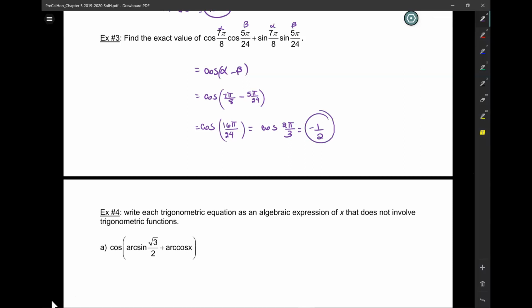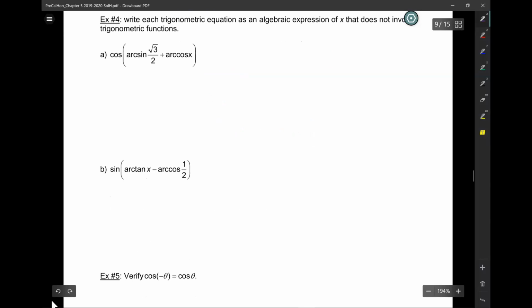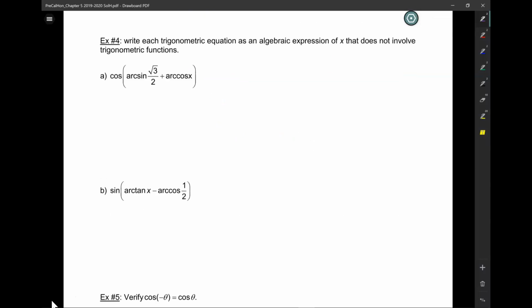Okay. See how far we've come? It's beautiful. Look at how beautiful this one is, guys. In chapter 4, we did cosine of arcsine of root 3 over 2. That's where we stopped. Now it's cosine of this mess plus something else. Holy moly. Okay, so what now? Look back.